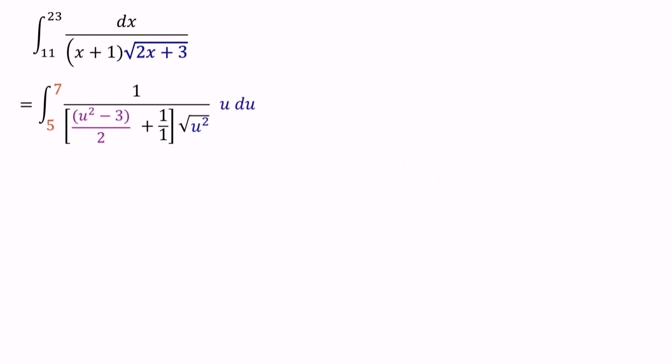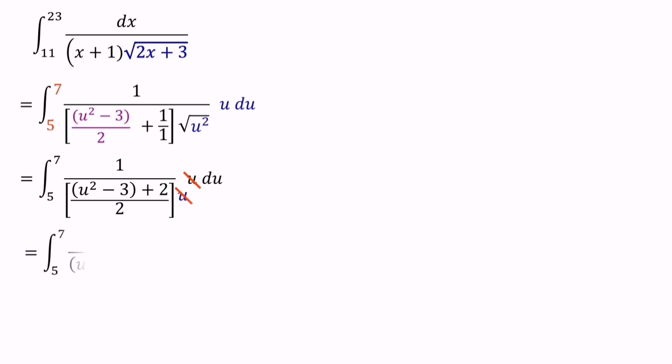We can consider a common denominator for the denominator value as 2. Square root value of u squared equals u. After that, we can cancel out numerator value u and the denominator value u. Denominator of the denominator value 2 we can write as numerator. Numerator value 2 is a constant, so we can bring this 2 value outside of the integral.